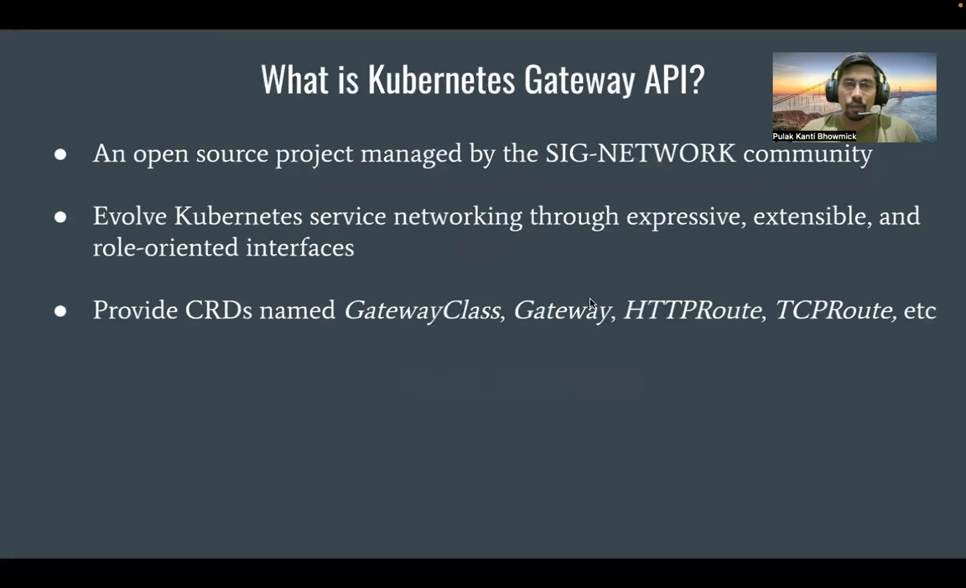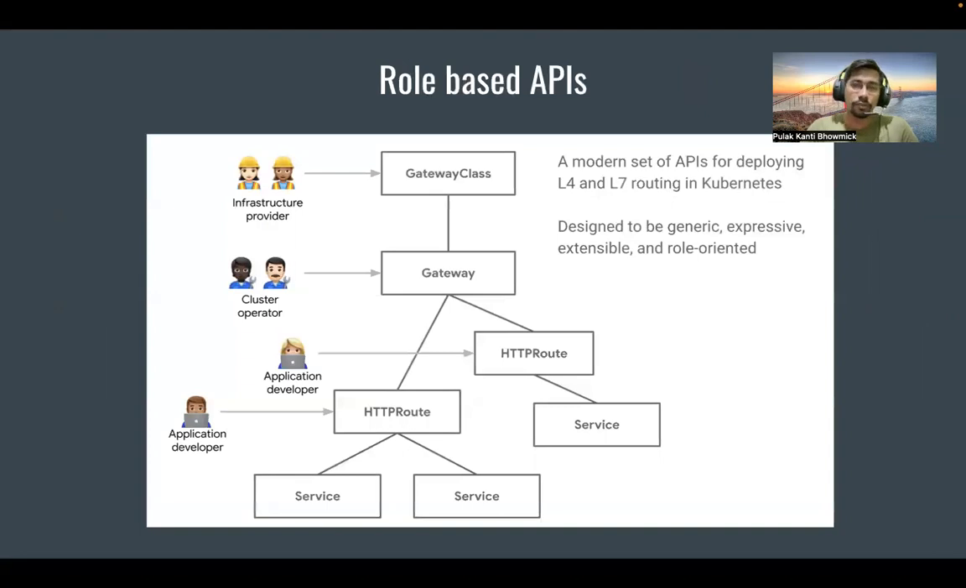Kubernetes Gateway API is an open source project managed by the Kubernetes SIG Network community, and it was created to evolve Kubernetes service networking through expressive, extensible, and role-oriented interfaces. To do so, it provides CRDs called GatewayClass, Gateway, HTTPRoute, TCPRoute, GRPCRoute, etc. Now let's talk about the diagram of the Kubernetes role-based APIs.